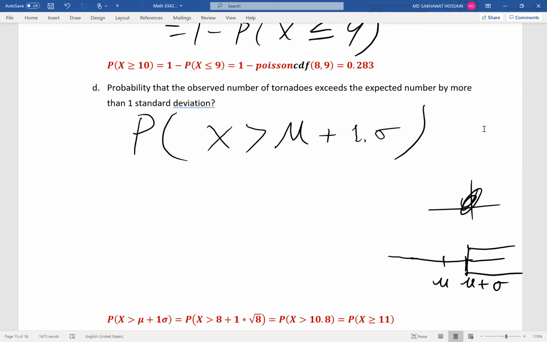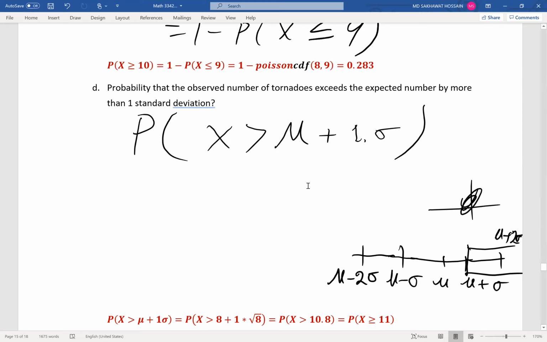If you are asked 1 standard deviation below the mean, that means mu minus sigma. If you are told 2 standard deviations below the mean, that means mu minus 2 sigma. If you are told 2 standard deviations above, that means mu plus 2 sigma. 3 standard deviations above means mu plus 3 times the standard deviation, 3 times sigma. So here we have 1 standard deviation more than the mean. So that means X greater than mu plus 1 times the standard deviation. Is it clear?